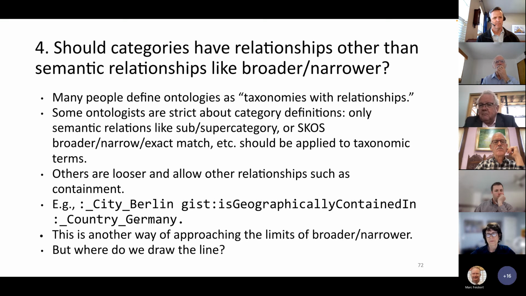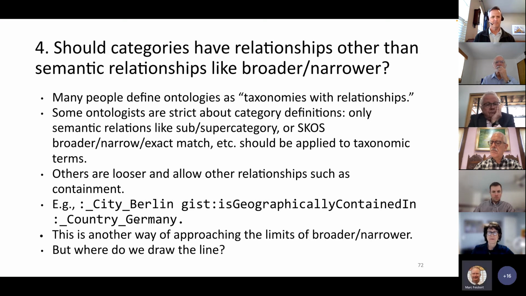Can you do that sort of thing between categories? I mean, my counsel is once you have the urge to do this, it's probably not a category. And this is a classic example. As soon as you have the urge to do that, you say, oh, is Berlin really a category, or is it a place? Yeah.